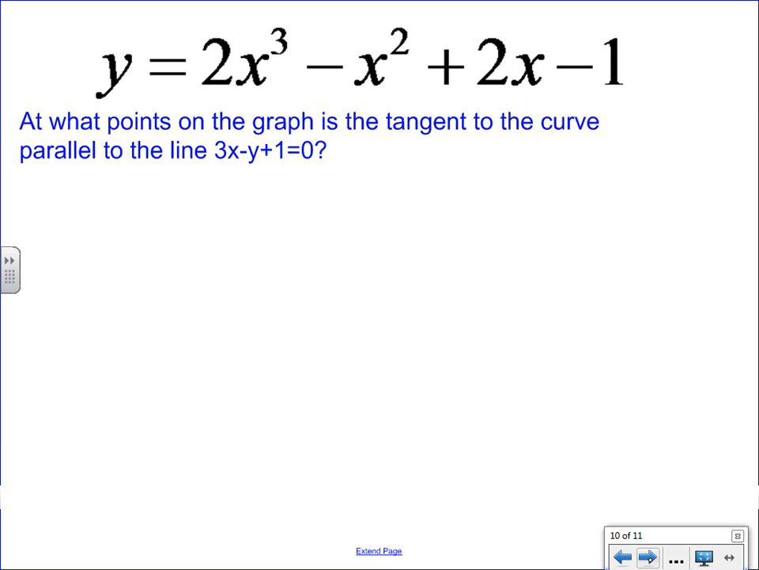Last one. Right, at what points on the graph is the tangent to the curved line parallel to the line 3x minus y plus 1?